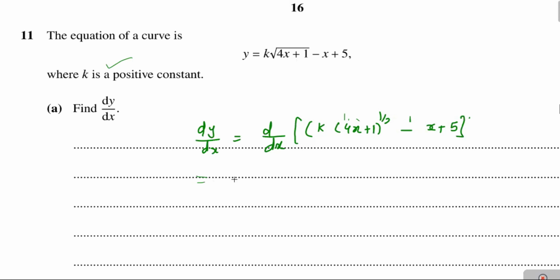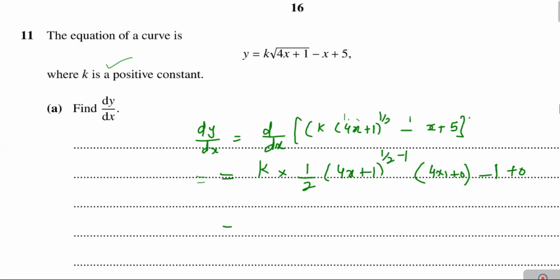Now we take the derivative. k is written as it is. The derivative of 4x plus 1 power 1 over 2 is 1 over 2 into 4x plus 1 power 1 over 2 minus 1, and we take the derivative of the base: the derivative of 4x is 4 into 1 plus 0, the derivative of x is minus 1, and the derivative of 5 is 0.